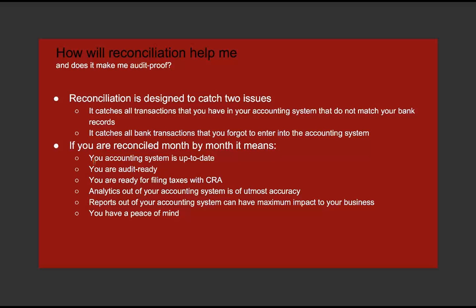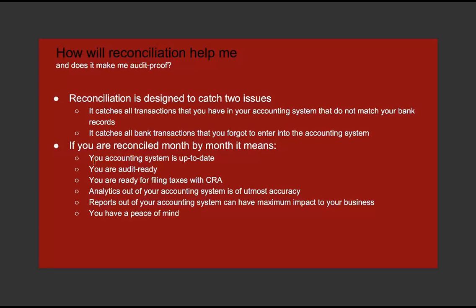It catches 2 kinds of issues. It catches all transactions that you have in your accounting system that do not match with your bank record. So when you actually see something that you cannot clear in uLaw, you actually know, oh, that's a check I issued and probably the person has not cashed it yet. You know that. That's a great advantage, right?